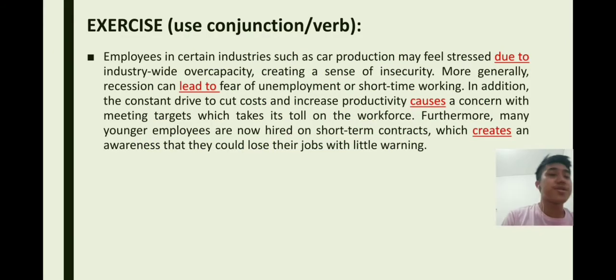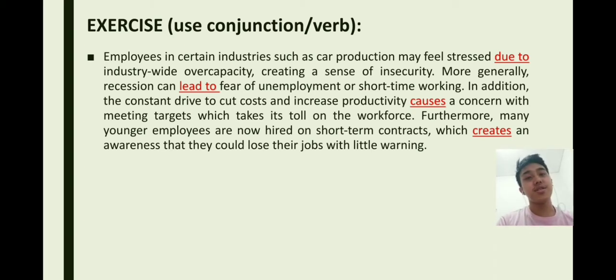Hello everyone, my name is Daniel, and today I'm going to be continuing Shiefanny's presentation about cause and effect in essays. Firstly, I'm going to discuss the exercise. I think Shiefanny missed some of the exercise parts, so I'm going to be continuing.